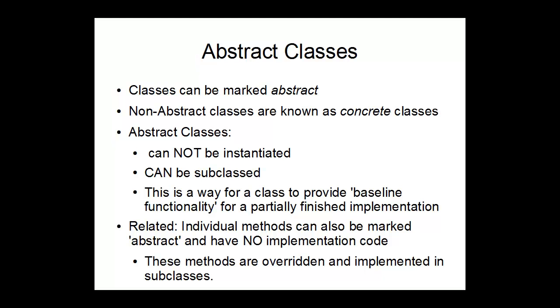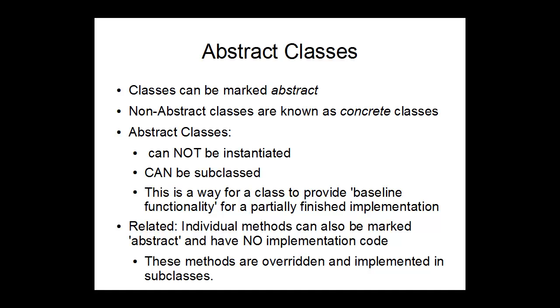Another concept related to inheritance is the ability to create abstract classes. You can mark any class as being abstract. The opposite of that is known as a concrete class, and most of the classes in the system are concrete. Abstract classes cannot be instantiated, that is, you can't create objects of these classes, but they can be subclassed. So at first, when you think about an abstract class, you say, why would we need it? Why would you build a class that you can't create an object off of?